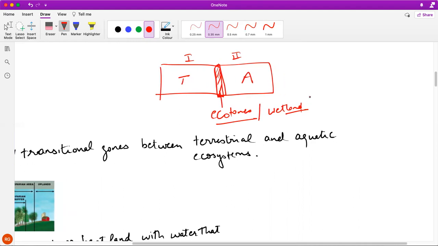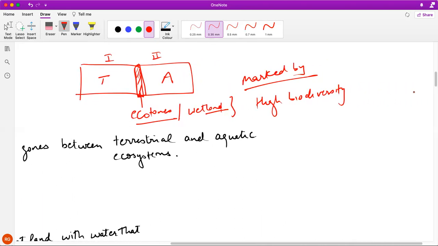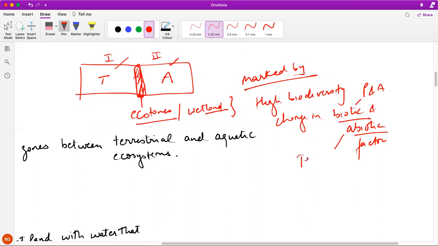And such wetlands are basically marked by high biodiversity, diversity with respect to plants, animals, genes. Then, this overlapping area basically experiences change in biotic and abiotic factors with respect to these two ecosystems. So biotic means plants and animals. Abiotic means temperature change, then light factor, sunlight factor, water, soil factors. All these physical factors change.